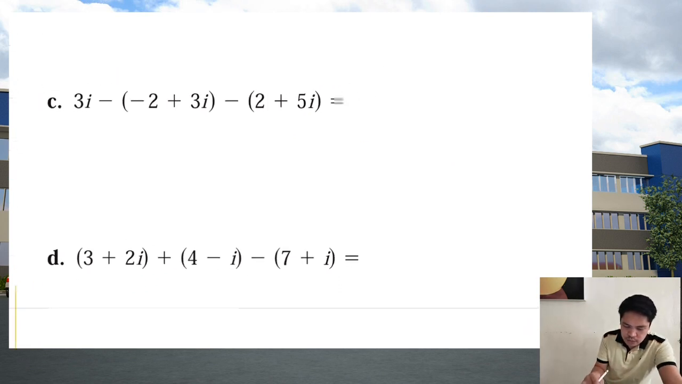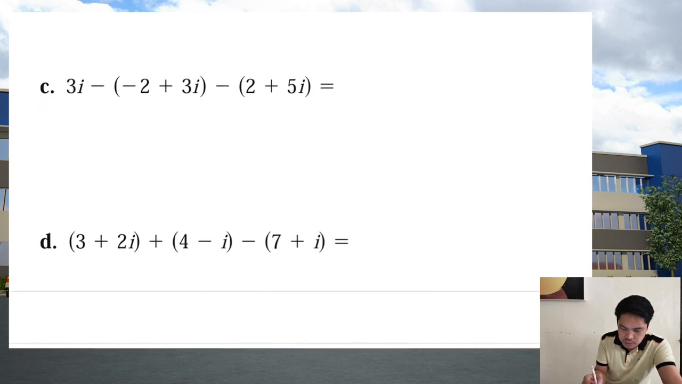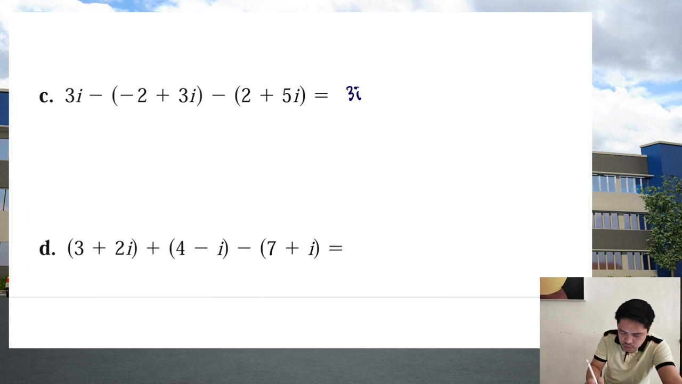Again, it's still very easy. The first complex number doesn't have a real part. So, same as before, you just combine this with all the imaginary parts. Let me rewrite this into this one. I'll distribute this. That would be 3i plus 2 minus 3i minus 2 minus 5i. I distributed it here. So, we have this.